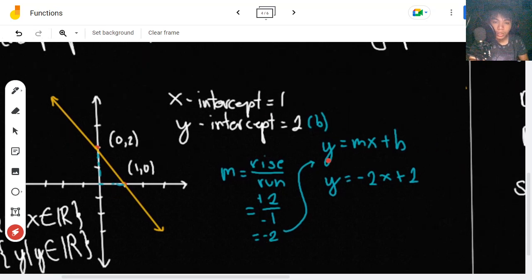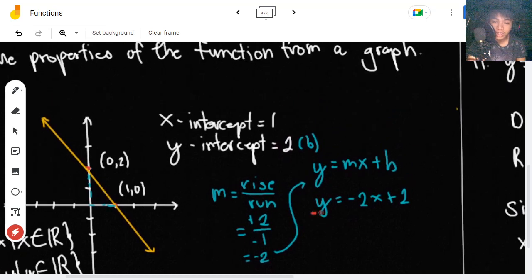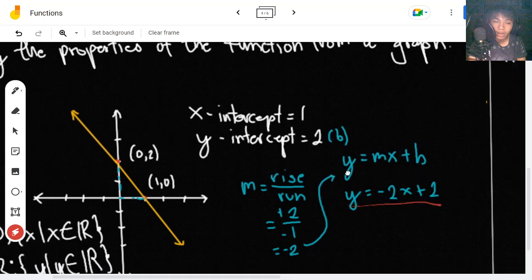And now if we put everything there into the slope-intercept form, which is y equals mx plus b, then we get y is equal to -2x. This is our m, this is our slope, plus 2, which is our y-intercept. See, so we got the data of the function, we constructed the function from the graph.